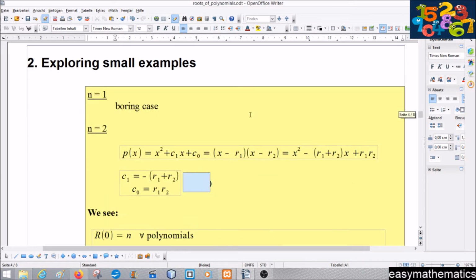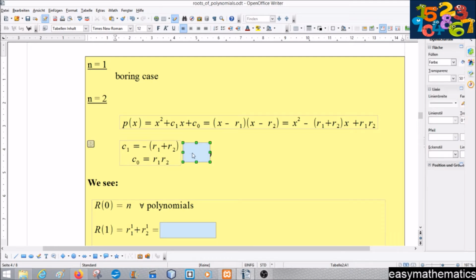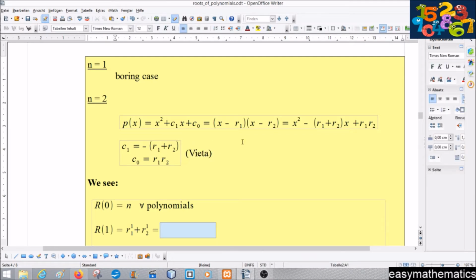Exploring some small examples. The case n equals 1 is boring, you can do it by yourself. For n equals 2, we have x to the power 2 plus c1 x plus c0, and this can be written as x minus r1 times x minus r2. If we multiply this out, we get this form, and then by comparing the coefficients, or by Vieta's theorem, we find c1 is minus r1 plus r2, and c0 is r1 times r2.